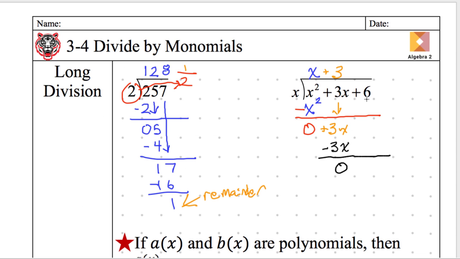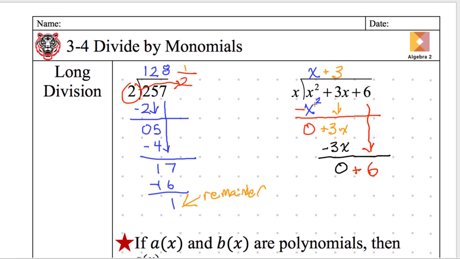All right. What is my next step? You bring down this. What is my next step, Eva? Bring down the 6. Bring it down. We're down here at plus 6. And what do I do next, Eva? See how many times x goes into 6.